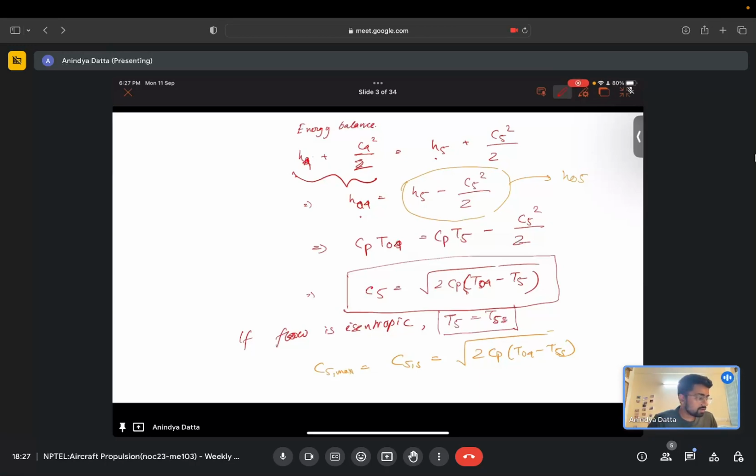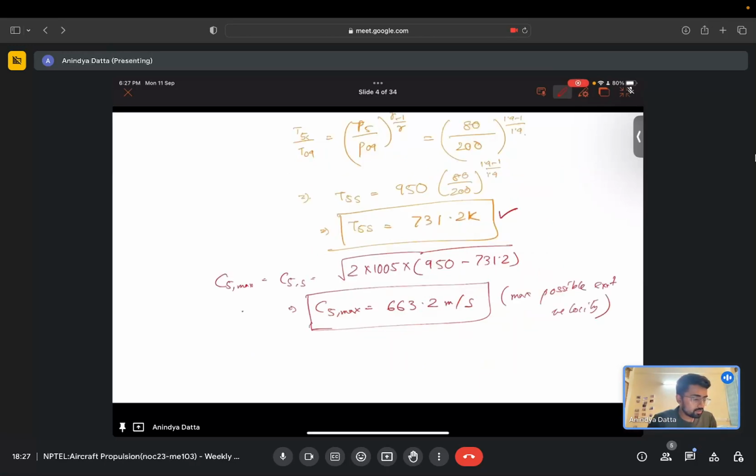So when we are asked to find the velocity when the flow is isentropic, we have to use the static temperature considering the flow is isentropic at the end. We invoke the isentropic relation, find the temperature at the exit, put it in here, and find the exit velocity. So this is the maximum possible exit velocity.